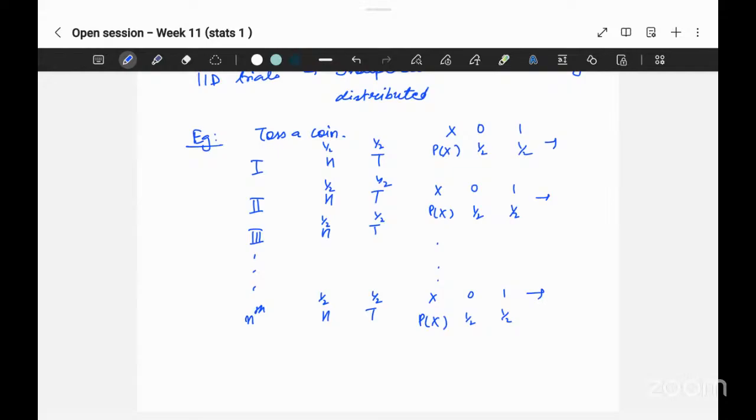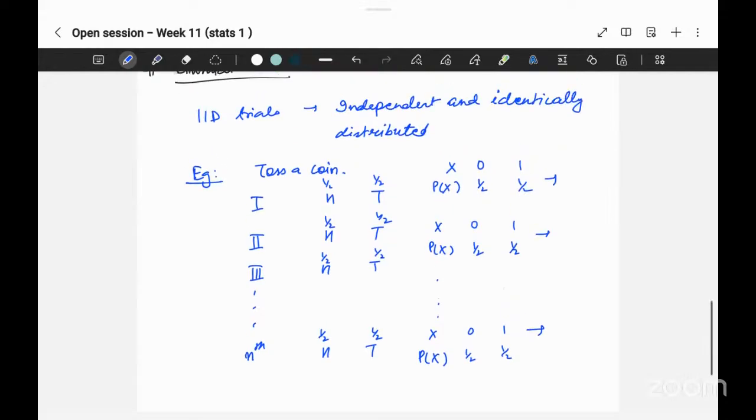Yes, ma'am. So I say that they are identically distributed. What do you mean by identically distributed? For each of the experiments, I have the same distribution. Then I say they are identically distributed. Now comes the topic independent. What is independent? If I toss the coin the first time, I can get a head or a tail. Then the second time when I toss it, it does not depend on the first toss.